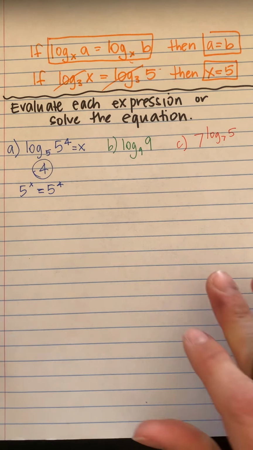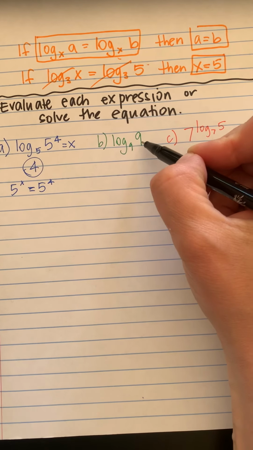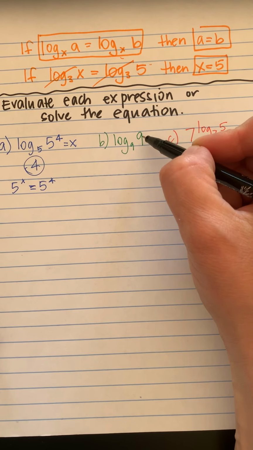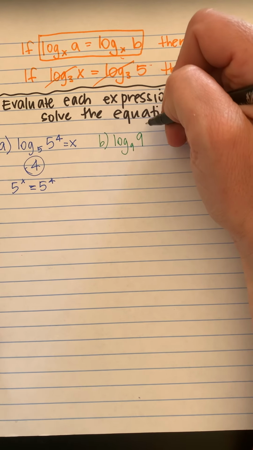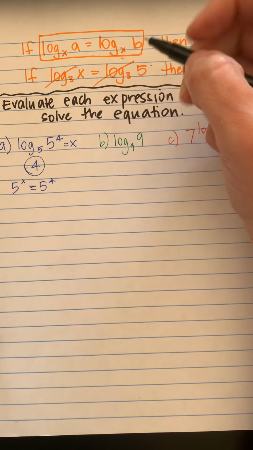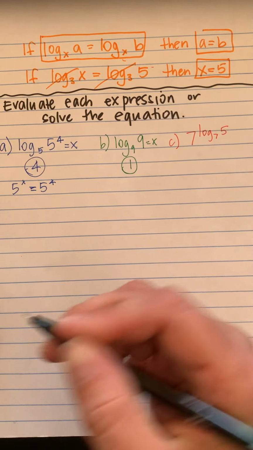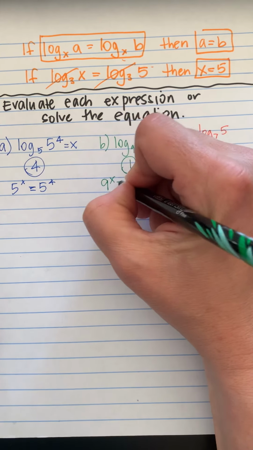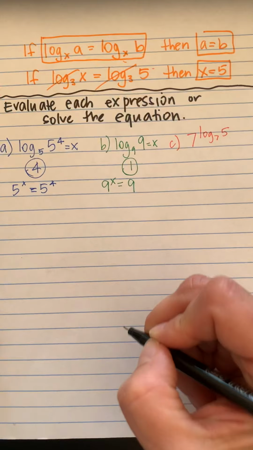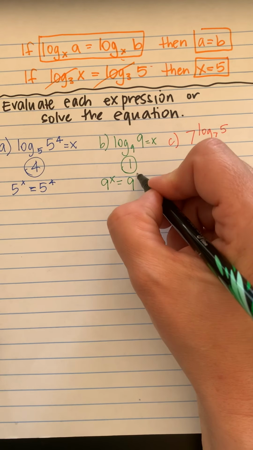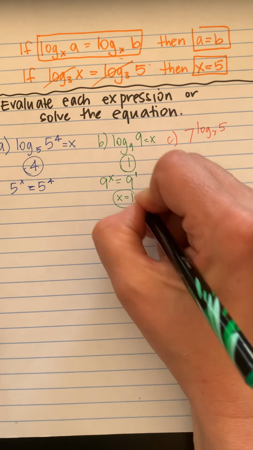This next one, everything's going to cancel again, but now we have to think about what it's going to equal, because there's really like an exponent of 1 here that we don't write. So this would just equal 1. And again, if you're curious about why that is, I do 9 to the x equals 9. So then the exponent here is a 1, so x would equal 1.